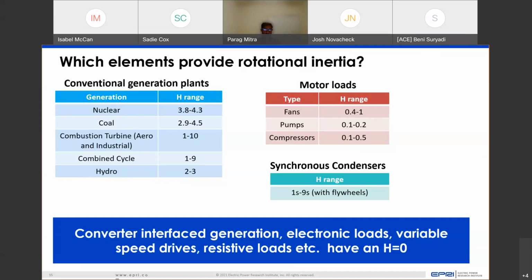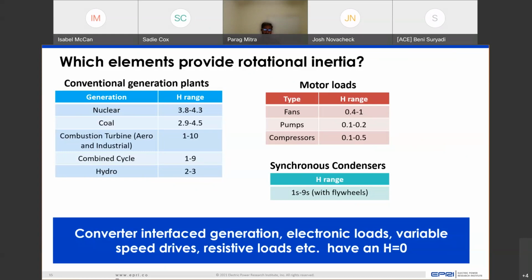Apart from these conventional generation plants, we also get some form of inertia contribution from the motor loads in our system. It is not comparable to the amount of inertia you get from conventional generation plants, but it still provides some inertia. So you can see that there are typically 3 main categories of motor loads on your system. These are fans, pumps, and compressors. And I've listed down the inertia constants of these different loads.